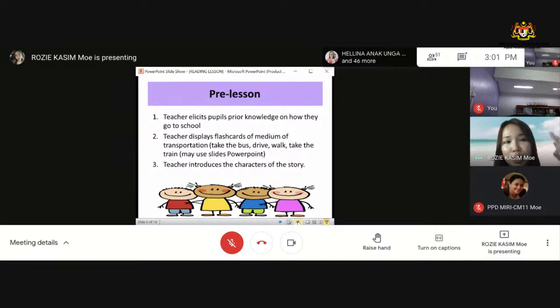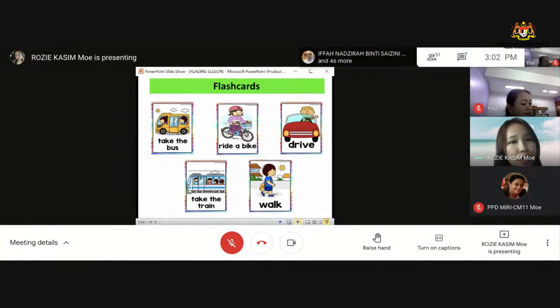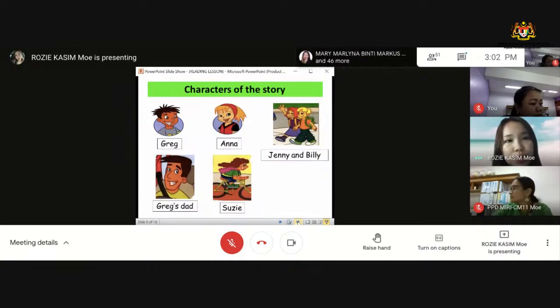We want the pupils to get ready for what they are going to learn that day. So these are the flashcards used for the lesson. I got these flashcards from Teacher Fira Blogspot. You can get them from the internet, or you can create your own flashcards. It's all up to you. So these are the flashcards: take the bus, ride a bike, drive, take the train, and walk. And also the teacher introduces the characters of the story. These are the characters in the story: Greg, Anna, Jenny and Billy, Greg's dad, and Susie.